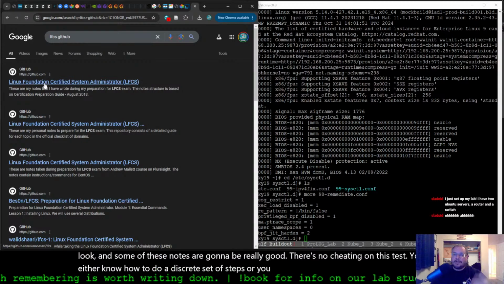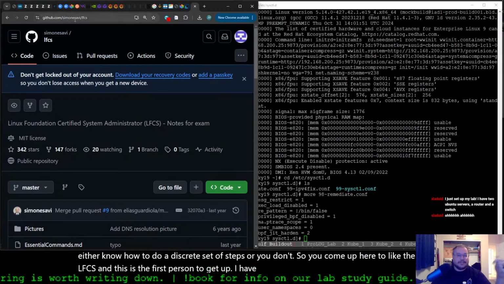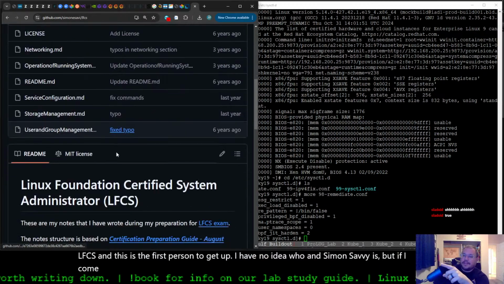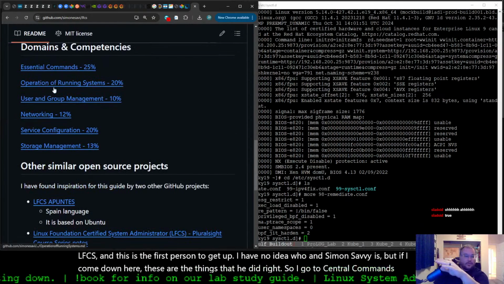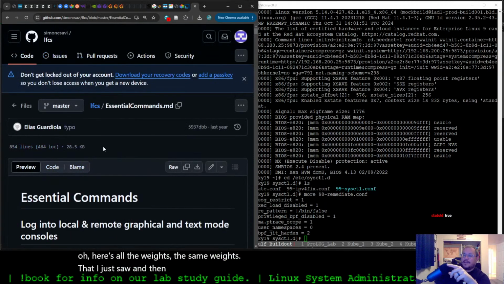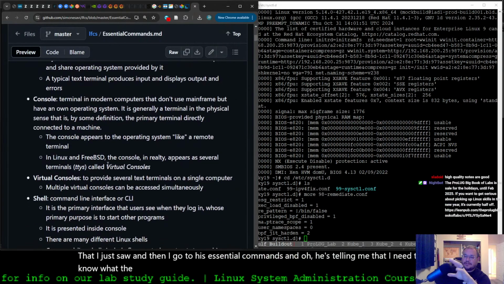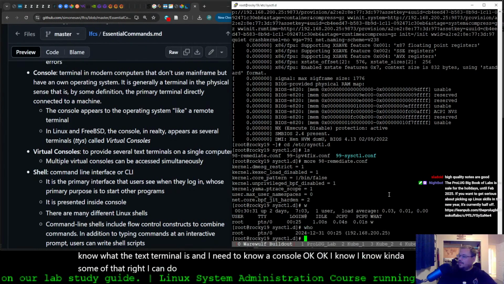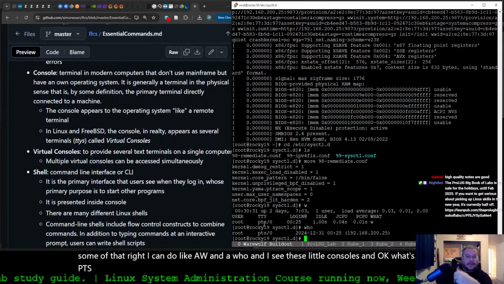So you come up here to the LFCS, and this is the first person's GitHub. I have no idea who Simon Savvy is. But if I come down here, these are the things that he did, right? So I go to essential commands, and he's telling me that I need to know what a text terminal is, and I need to know a console. Okay. I know some of that, right? I can do a w and a who, and I see these little consoles, and okay, what's a pts/0? Maybe I have to go read about that, right?